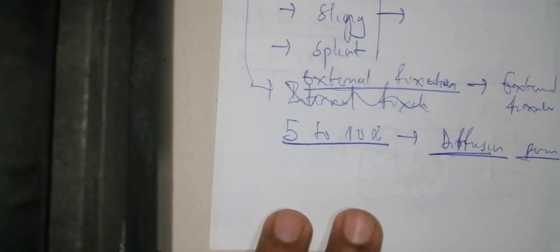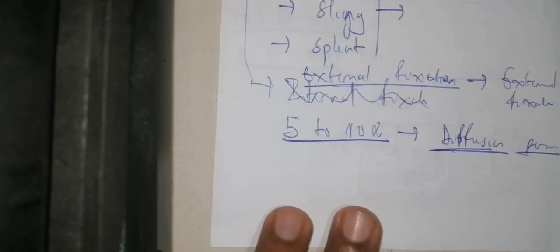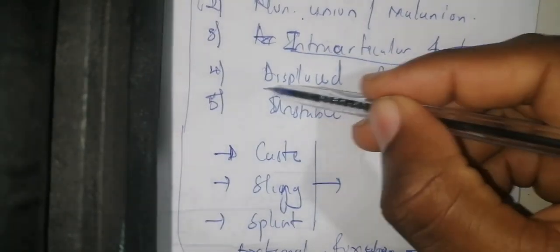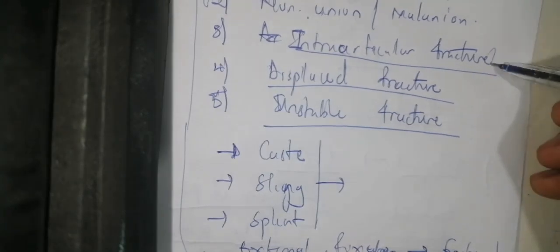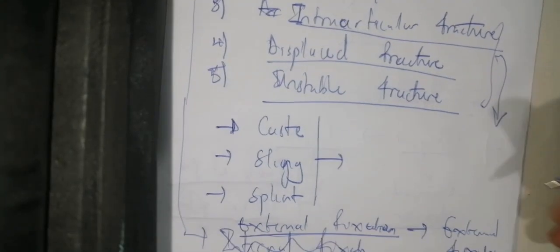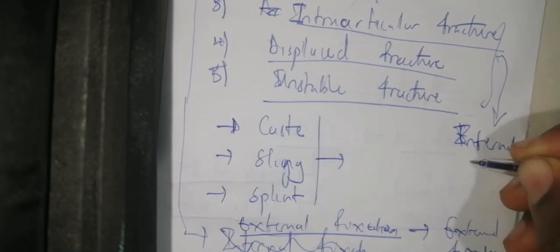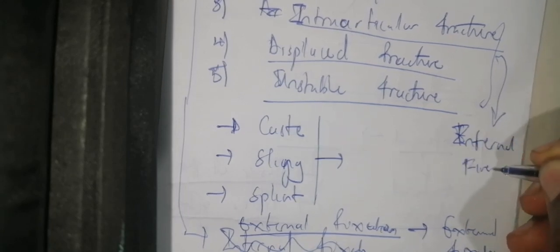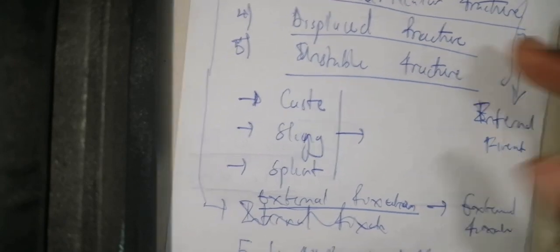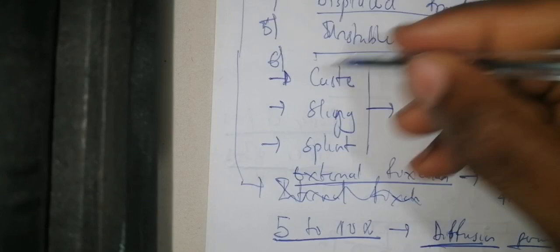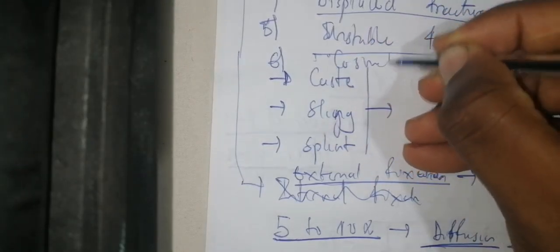Also, non-union and malunion still use external fixators for management. Now, in the case of intra-articular fracture, displaced fracture, and unstable fractures, we now use internal fixation methods. Now is where you can use your screws and your plate internally. And the sixth indication for surgery is for cosmetic reasons.